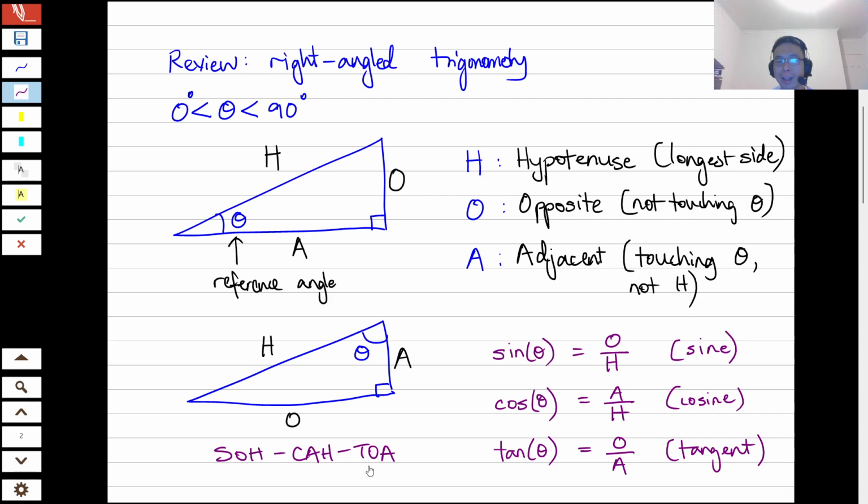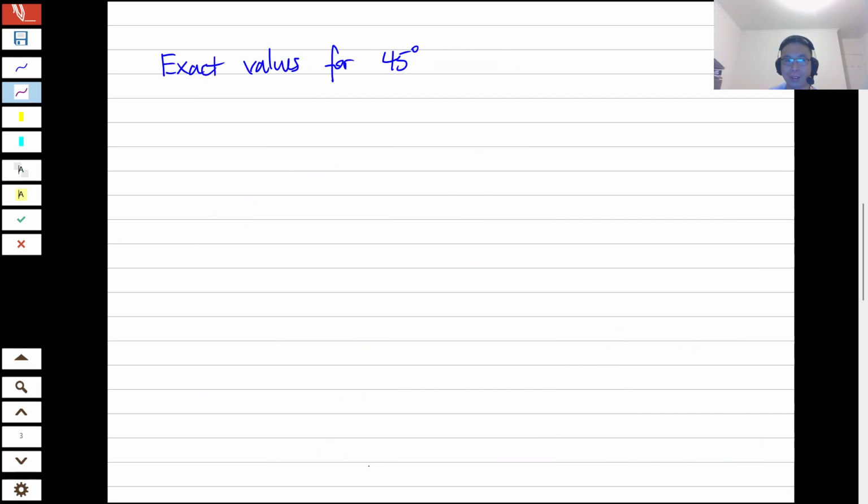Alright, with that out of the way, let's look at some exact values. By exact value, I mean a fraction, which may include whole numbers or square roots. Normally, when you type sine, cos, and tan into a calculator, you get an irrational number, which is a non-repeating decimal. Sometimes, however, we can write down very simple expressions for these trig ratios.